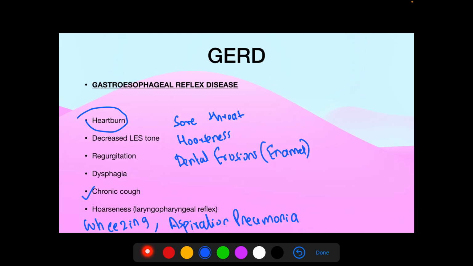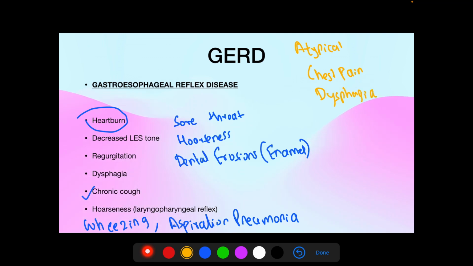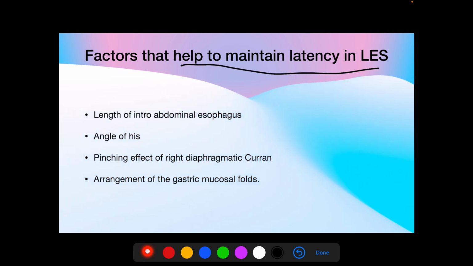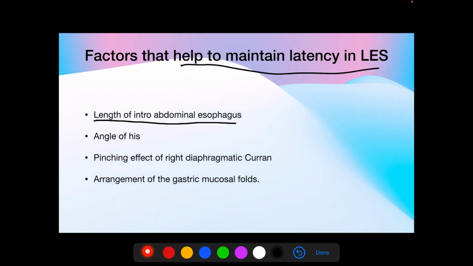And esophageal symptoms: there are typical esophageal symptoms such as heartburn and acid regurgitation, and atypical ones, which are chest pain, dysphagia, and odynophagia. Odynophagia is a rare condition, and dysphagia is a late symptom.